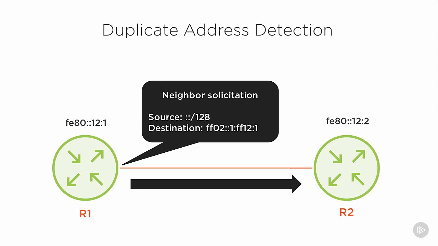So, now that you have a theoretical understanding of IPv6 address assignment and neighbor discovery protocol, let's go to the CLI and start configuring some IPv6 addresses.